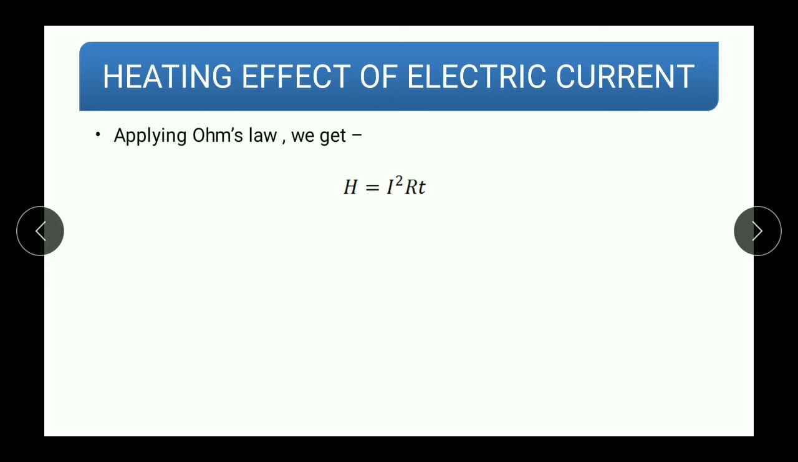So I into I becomes I square and then there is RT. So this can be written as I square RT. There is another method also. We can write this equation in another form also. However, first let us know what we call this relation. This relation is called Joule's law of heating.